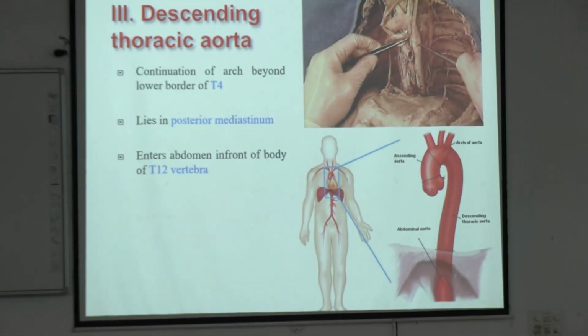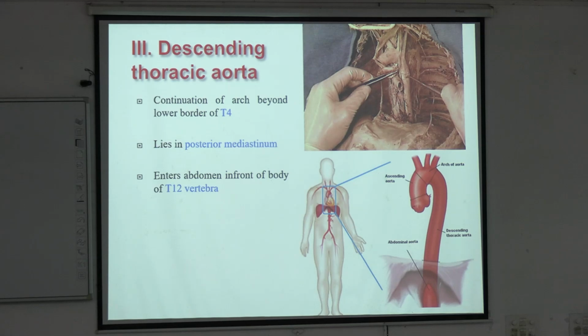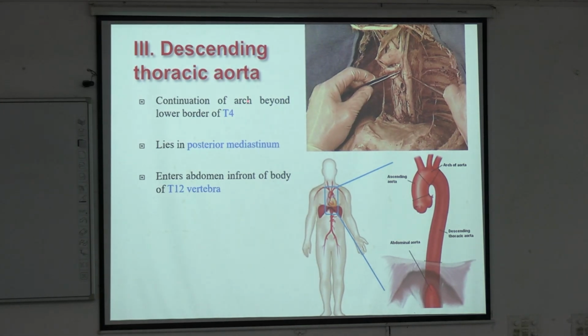Now, talking about the lower third part, which is known as the descending thoracic aorta. As the arch ends, it drops down on the back side, the posterior mediastinum. It is a continuation beyond the sternal angle, or the vertebral level of T4, and it drops down throughout the course of the posterior mediastinum. The descending thoracic aorta ends once it pierces the diaphragm at the level of T12 vertebra. It pierces the diaphragm, enters the abdomen, and then becomes the abdominal aorta.